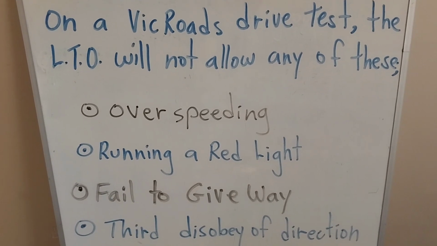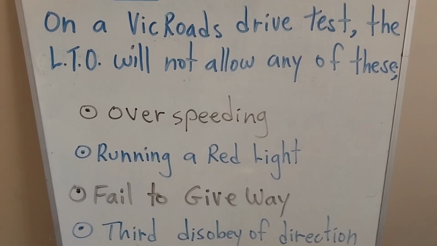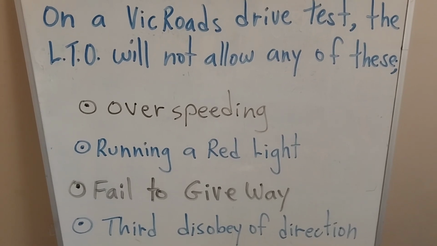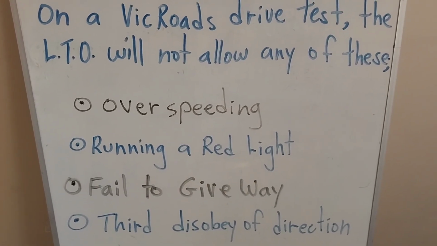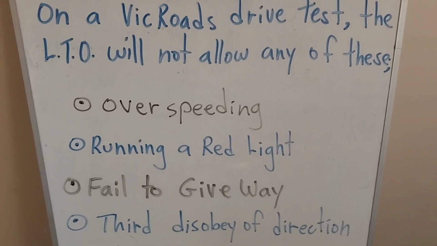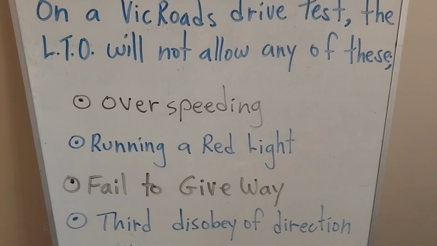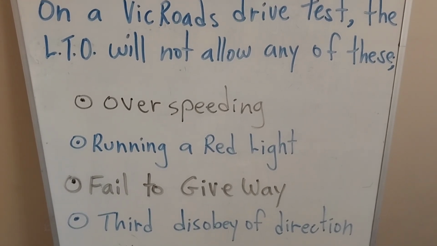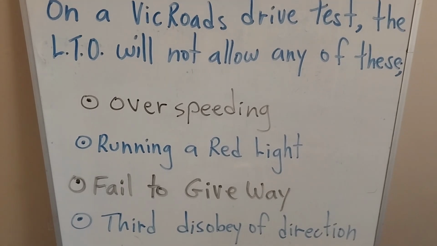Third, disobeying directions. The LTO on the drive test gives directions: turn left, turn right, or keep going straight. If you disobeyed once, that's okay. If you disobeyed twice, that's still okay. But if you disobey the direction the third time, the LTO has the right to stop the test immediately.